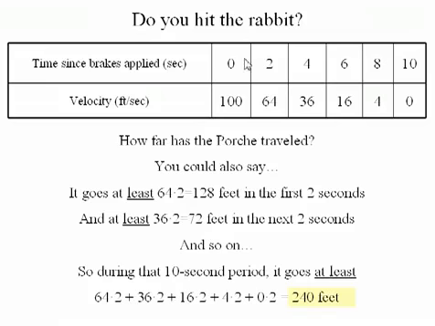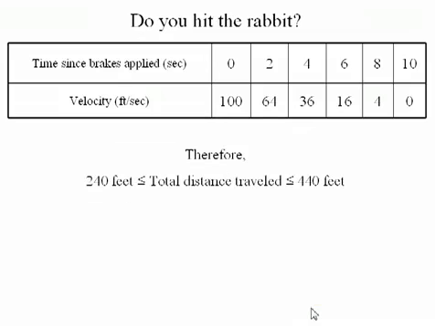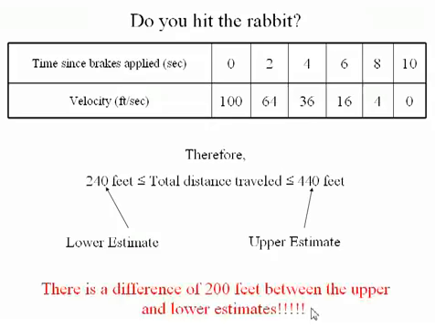So what we can do is do that for all of the lower bounds, and you can see that we get that our minimum distance traveled is 240 feet. So we know that our total distance traveled is somewhere between 240 feet and 440 feet. Okay? We have a lower estimate and we have an upper estimate. Problem is, the difference between those estimates is 200 feet. So we need to think about how we can get a better estimate.